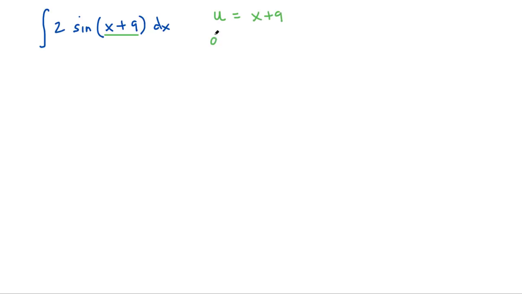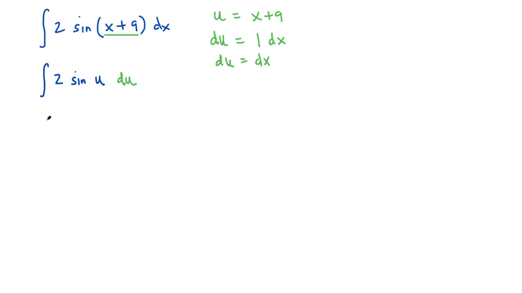We can take the derivative. I'm going to write du here. On the right-hand side, I get 1. And remember, in the last step this was du dx, but I'm going to write that dx on the opposite side instead. So now let's substitute these elements into the expression that we're given. This becomes the integral of 2 times sine of u, and in place of dx, notice that I have 1 times dx, which means that if I simplify, du is equal to dx, so I can just replace the dx with a du.